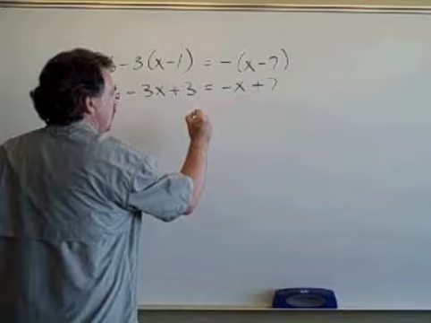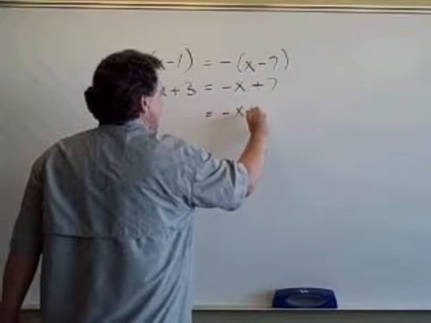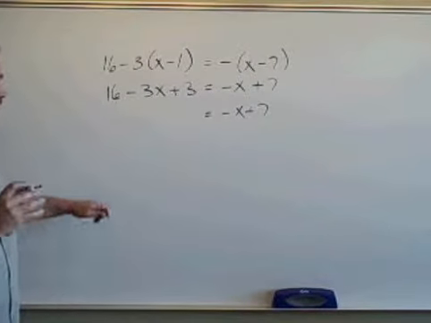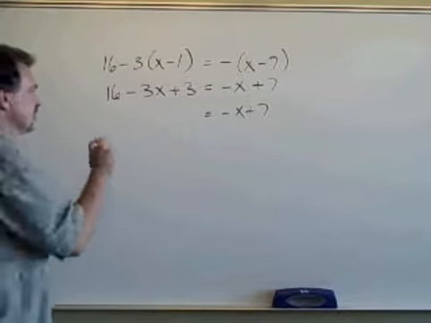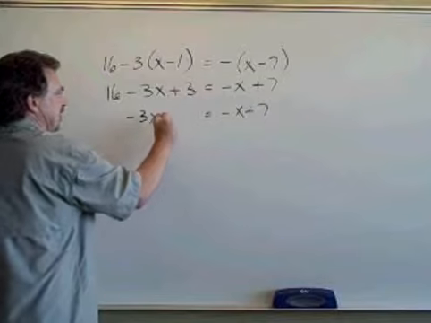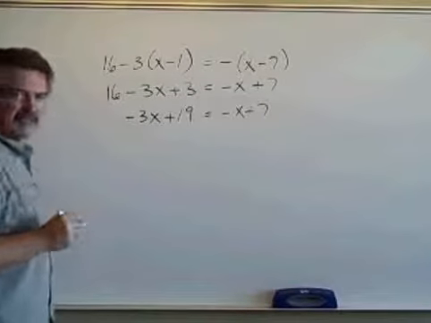Now, step 2, after removing parentheses, let's see if we can simplify the expressions by combining any like terms. Well, there are no like terms to combine in the right-hand expression, but we do have constant terms we can combine here in the left-hand expression, and they will combine to negative 3x plus 19.